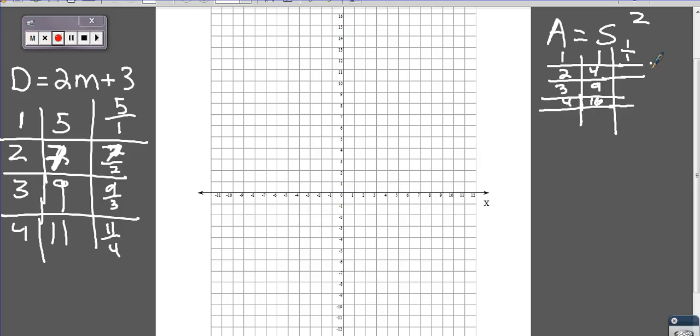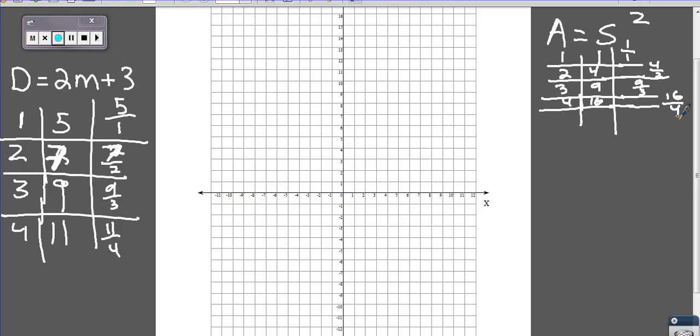Then, let's break it down. The first one makes a fraction 1 to 1. Second one does 4 to 2. The third one does 9 to 3. And the last one is 16 to 4. Do those all reduce down to equal amounts? Yes. 1 to 1 comes down to 1, 4 to 2 comes down to 2, 9 to 3 comes down to 3, 16 to 4 comes down to 4. Are those all equal?